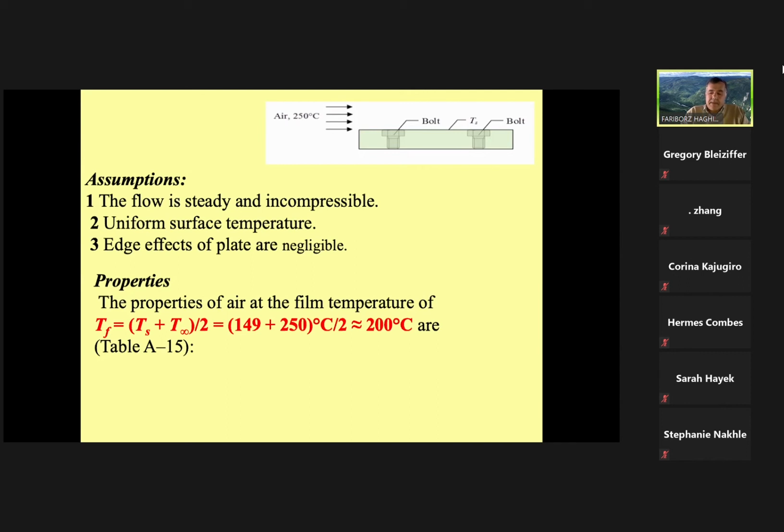If I'm not making a mistake, the Prandtl number is almost 0.7. We're dealing with air, conductivity is this number. This is kinematic viscosity. It means viscosity divided by density, okay? These are the numbers that we have. Continue. I'll give you another 2 minutes.